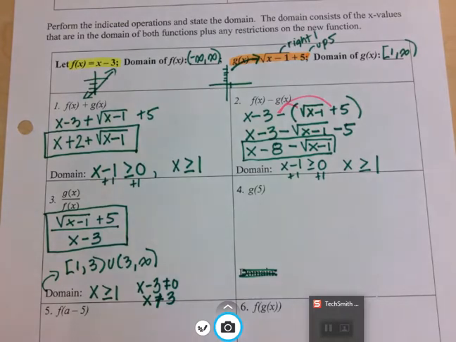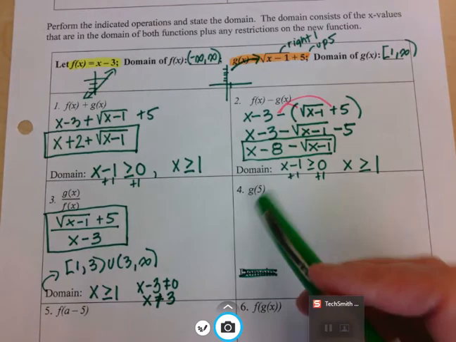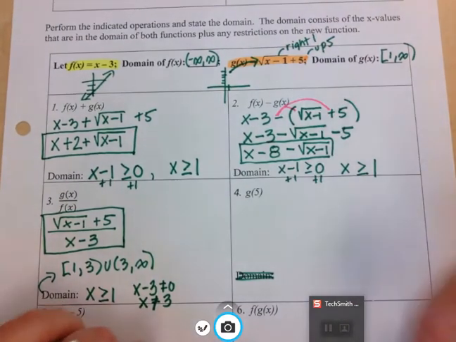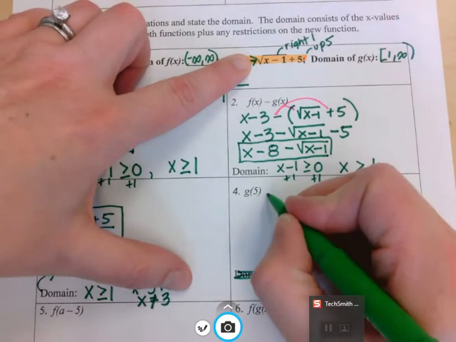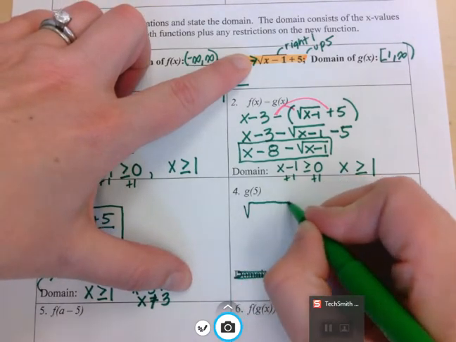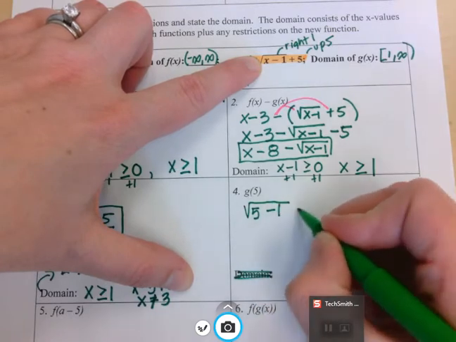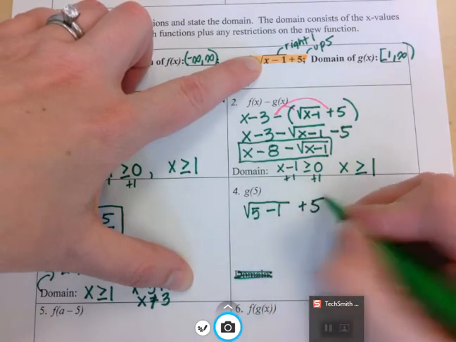All right, the next one's really straightforward. It says g of 5. So what we're going to do is put 5 into function g for the x. So I'm taking function g, and I've got square root. Instead of x, we're going to put 5, minus 1, and then plus 5 outside the square root.